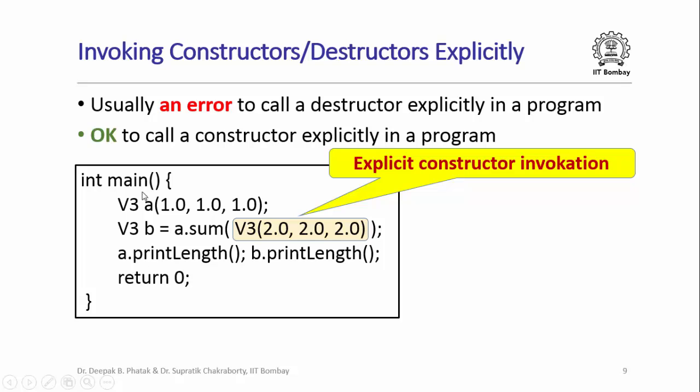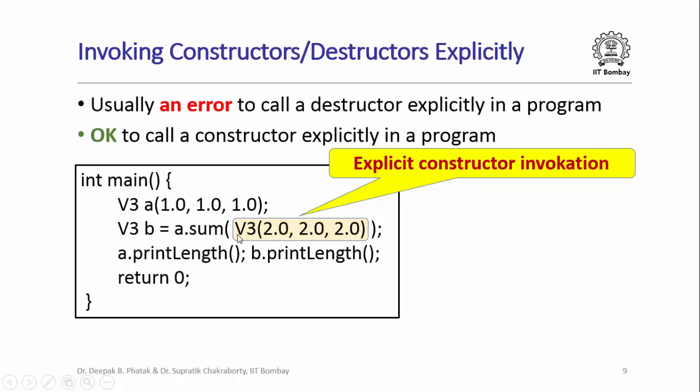For example, here is a small program fragment where I have first allocated an object A of class V3 and initialized it through its constructor with the values 1.0, 1.0 and 1.0. And now I'm calling the member function sum on the receiver object A, and as parameter to the member function sum, I am passing the result of invoking the constructor of the class V3 explicitly with the parameters 2.0, 2.0 and 2.0. So this is an example of an explicit constructor invocation.